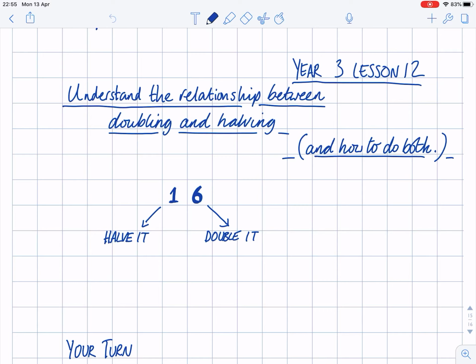Okay then, year 3. So, lesson 12, we're just going to have a little look at understanding the relationship between doubling and halving and how to do both. So, doubling and halving, you might say, are the opposite of one another. What we say in maths is they're the inverse operation as well. So, doubling, you're multiplying, halving, you're dividing.